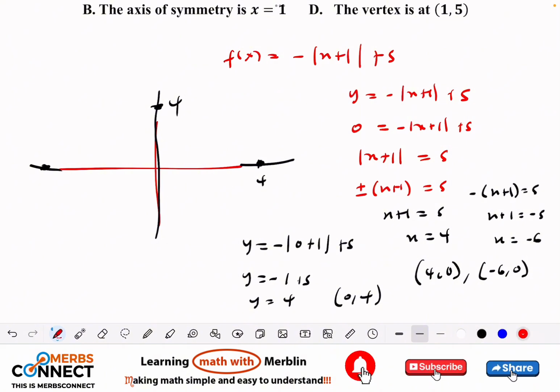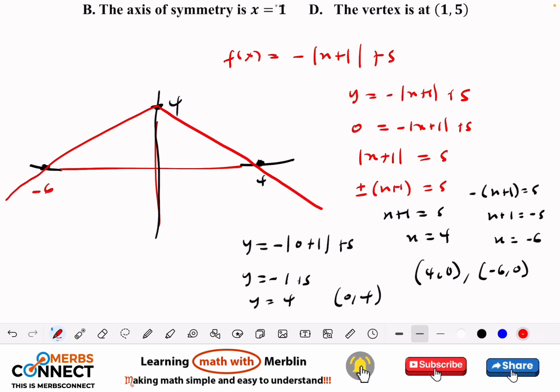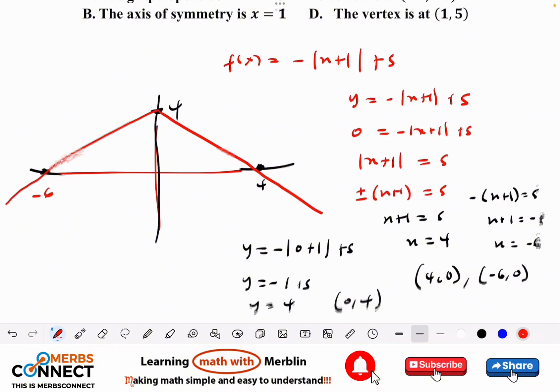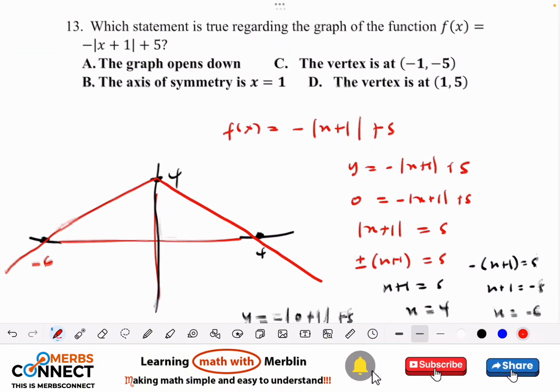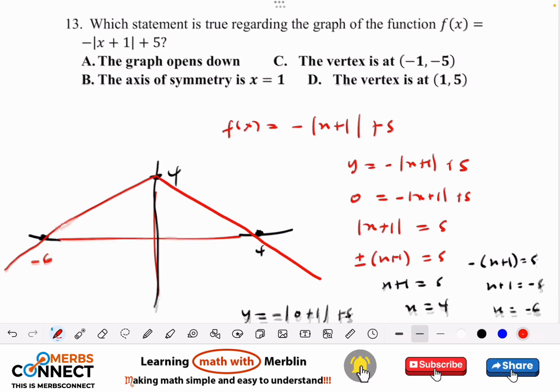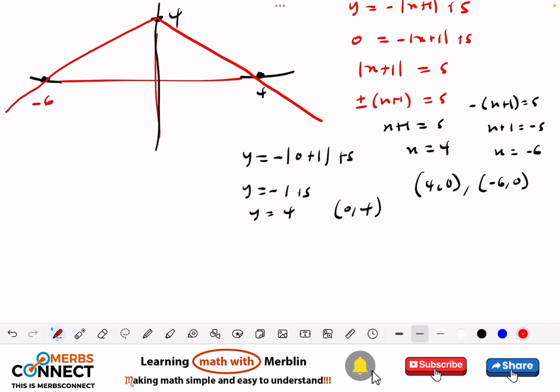So this is how I'm going to get the graph. So the graph, this is how the graph is going to be. So this is minus 6 and this is 4. So it means that the graph should open downwards. The graph is going to open downward. It's going to open downward like this. So this is how I get the graph.